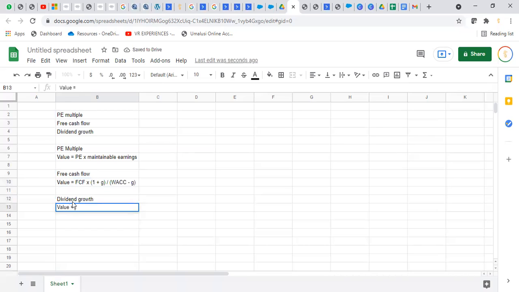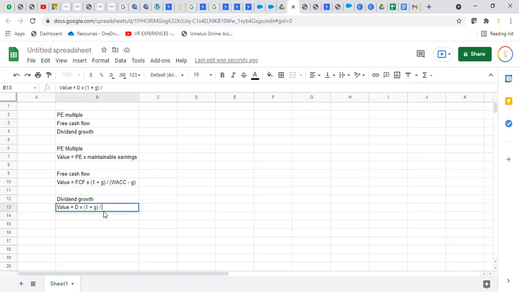Instead of saying free cash flow, we say dividends. Then we multiply it by 1 plus the growth rate, because we don't want the current dividends, we want the dividends of the next period. And that is why we grow it, we increase it by the growth rate.